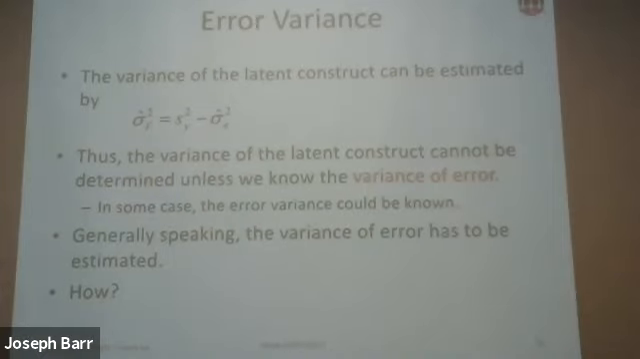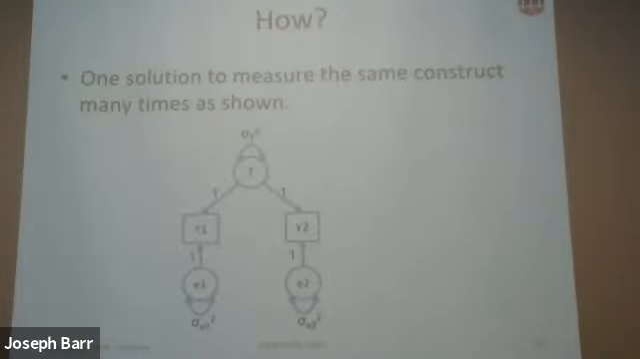So the focus is how to estimate the variance of the error part. In some cases, we can assume that sigma e squared, the error variance, is known. But in most cases, this part should be estimated. And then I put the question: how are we going to measure the variance of the error part? Actually, we have some methods to do that.